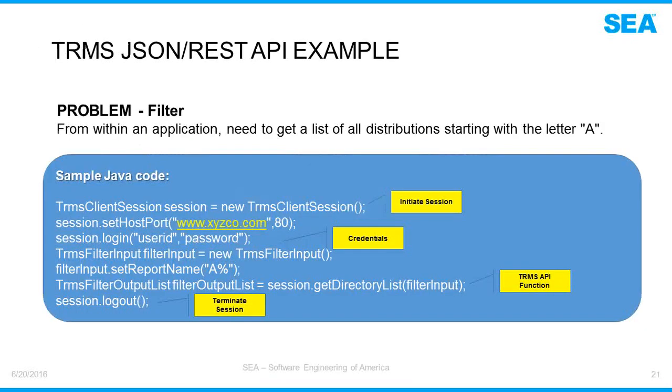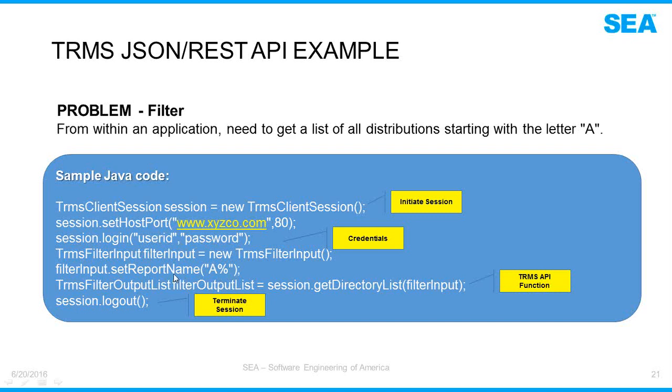An example of an API here is the first one. Let's apply a problem and see how we address it. The problem is that from within an application, I need to get a list of all distributions starting with the letter A. Well, this set of lines right here is the entire API. All of the APIs start out the same with initiating the API session, your company name as an identification, and a user ID and password for authentication and authorization to get to the database.